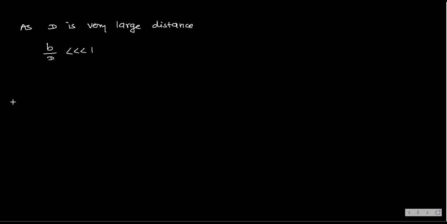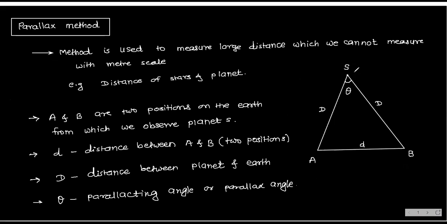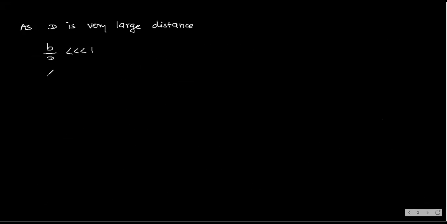So therefore, from the diagram, AS is equal to BS, which is equal to D, AS is equal to BS is equal to D, and AB is equal to small d. Then can I write like this, d is equal to capital D into theta?